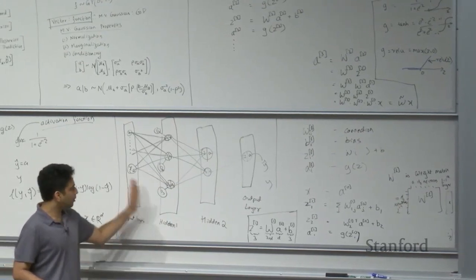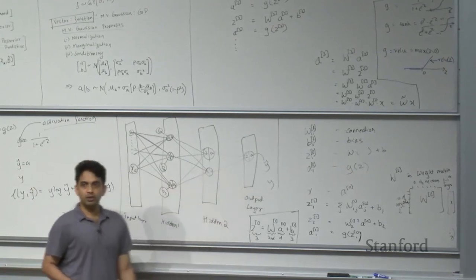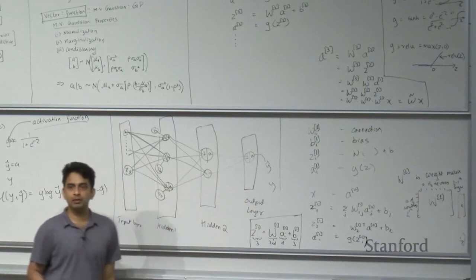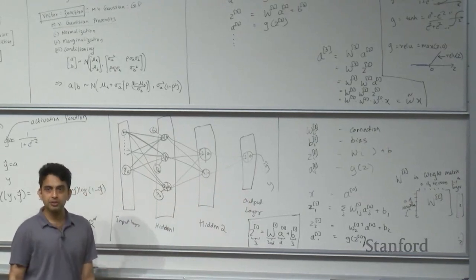And the number of layers you want to have and the number of neurons in each layer that you want to have, they are all configuration choices. And they are also called hyperparameters.